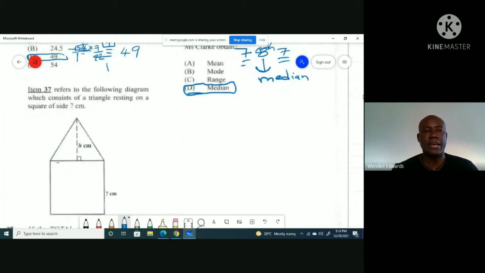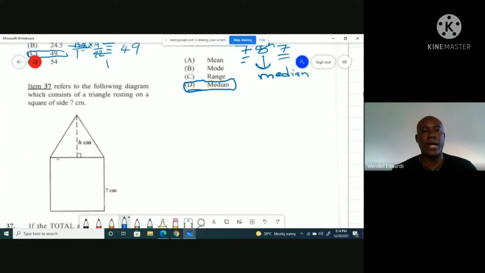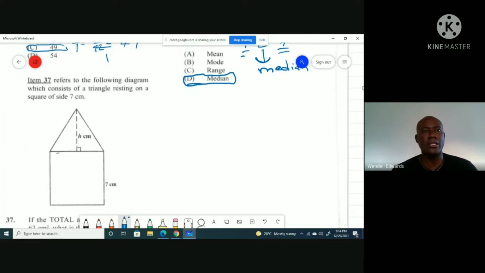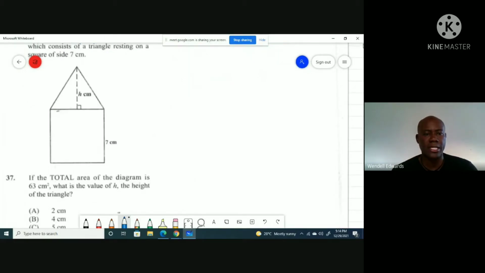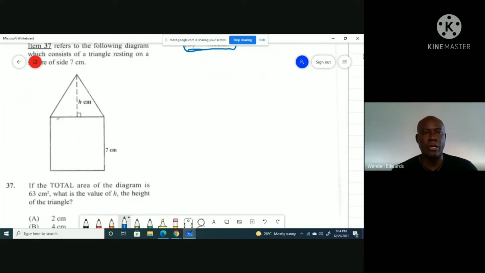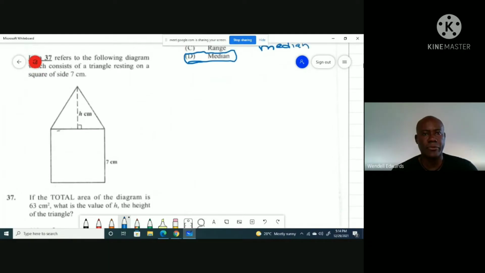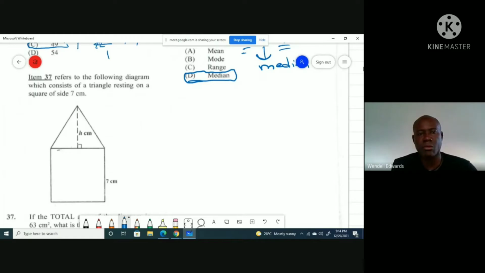To item 37, it says this refers to the diagram which consists of a triangle resting on a square. Total area of the diagram is 63 square cm. What is the value of h, which is the height? All right. Definitely we're told that we're looking at a square and a triangle. So the fact that we're looking at a square and a triangle, there are some things that we could fill out. All of this distance here is 7.